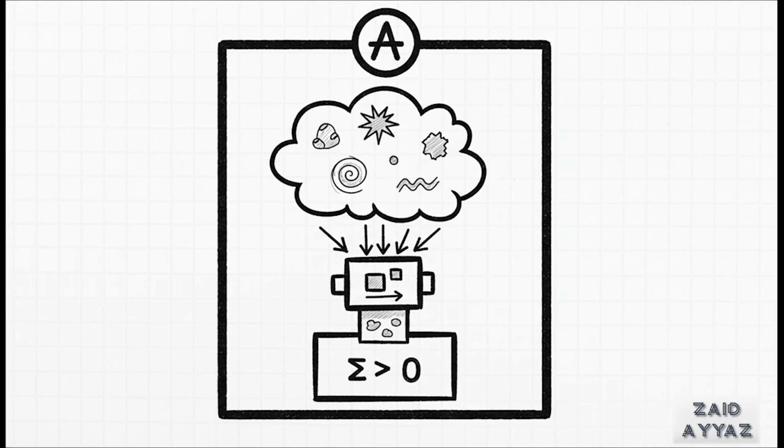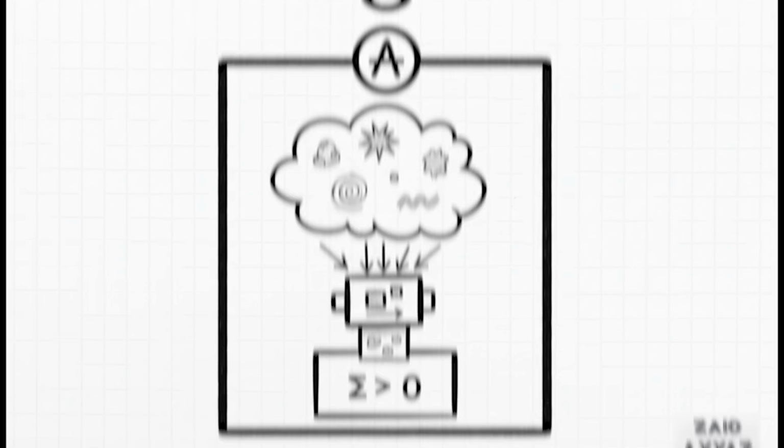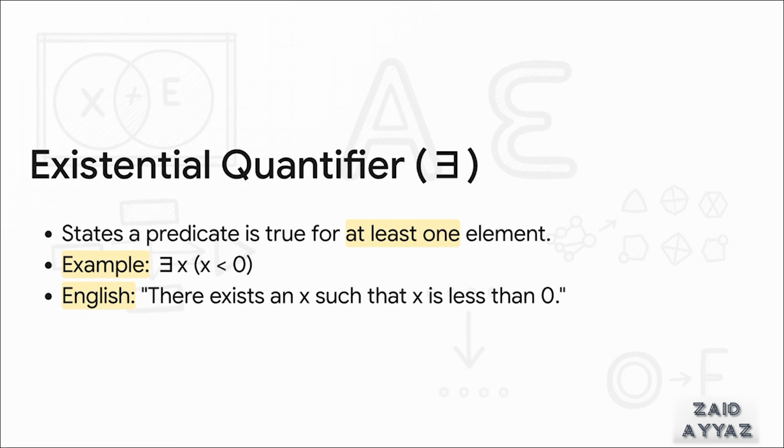It's an absolute statement. No exceptions allowed. Now, the existential quantifier, on the other hand, is, well, it's way more chill. It's not trying to prove anything about everybody. It's just looking for one example. This statement here doesn't say all numbers are negative. It just says, hey, out there somewhere, there exists at least one number that is less than 0. All we have to do is find one, like, say, -5, and boom, the statement is true.